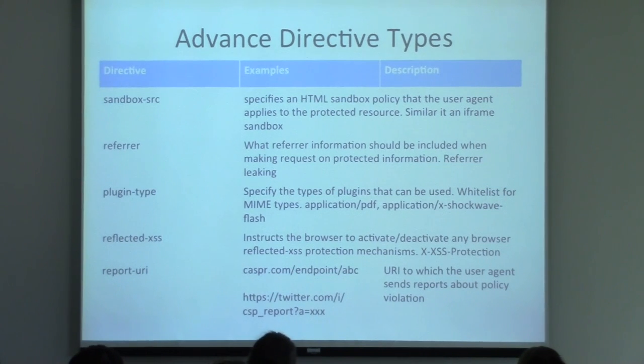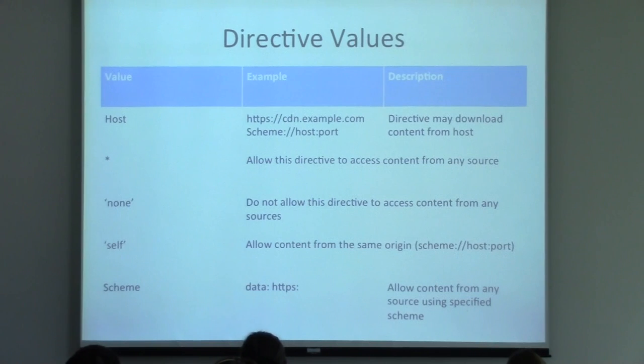The report URI is an endpoint you can specify so that when there is a report violation, your endpoint will know what went wrong, and it gives a nice detailed report with a lot of information, which we'll be covering. So there are also some directive values. Most of these are also self-explanatory.